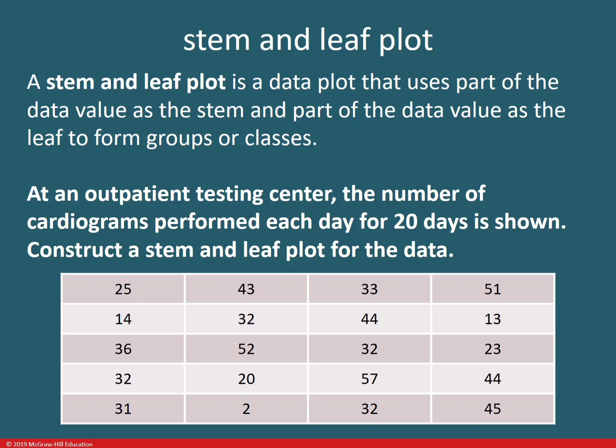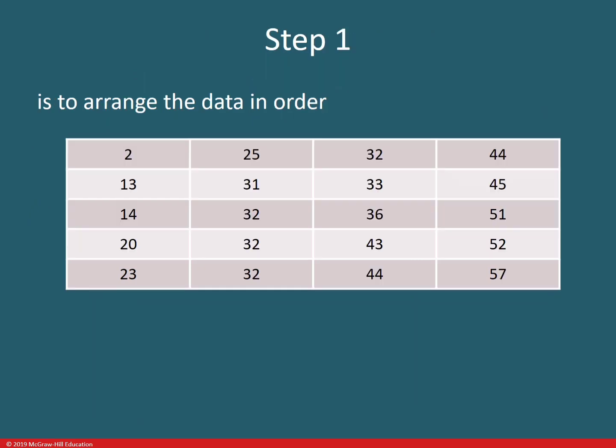So here we have a bunch of raw data. What we're going to do is order and arrange our raw data and look at what we have. We have 2, 13, 14, 20, 23. So we have quite a few 20s, quite a few 30s, quite a few 40s and a few 50s.